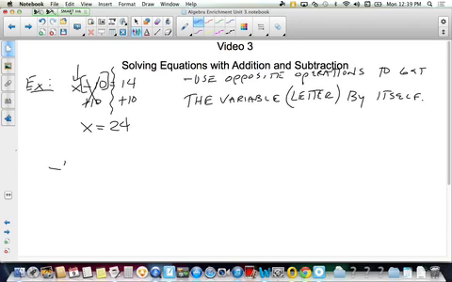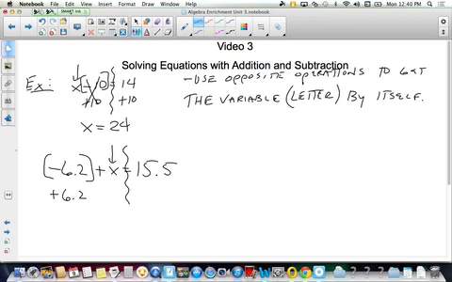What if I have negative 6.2 plus x equals 15.5? Same process. Identify the variable. The variable's right there. What's with the variable that we need to get rid of? This negative 6.2 is with the variable. Negative 6.2 means I want to add 6.2.